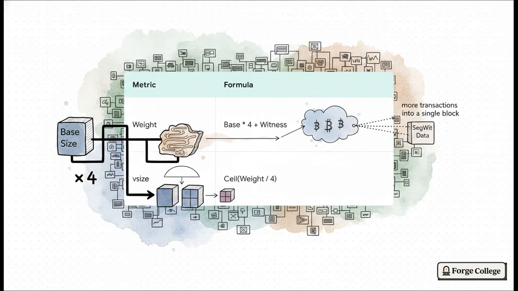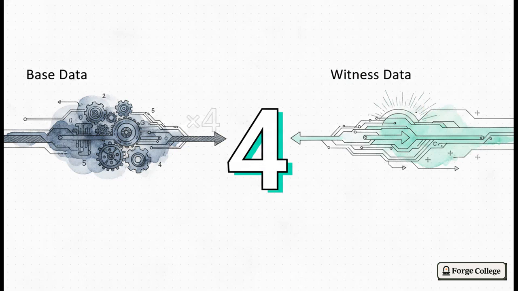By taking that heavy signature data and literally pulling it out of the base transaction, SegWit artificially shrinks the transaction's virtual footprint. And that is exactly what allows us to fit significantly more transactions into a single block. The absolute key to this whole shebang is the number 4. The base data gets penalized. It gets multiplied by a weight of 4, but the witness data does not. This mathematical discount applied to the witness data is the exact mechanism that supercharges the Bitcoin network's throughput.